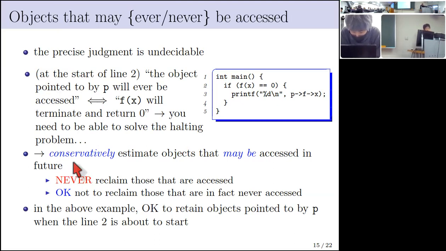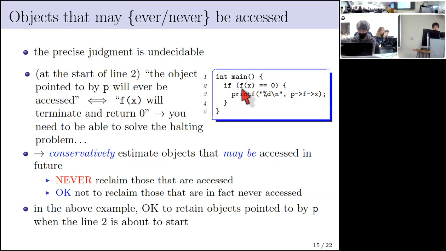So the only result is to somehow conservatively estimate objects that may be accessed in future, which means that it should never happen that we somehow reclaim objects that are in fact going to be accessed in future. But we accept that we reclaim those that are in fact never going to be accessed. So in this particular case, we say it's okay to retain the memory block referenced by this pointer p, even if f of x may return 1 or a non-zero value. I think that you will think this is a reasonable compromise, right?